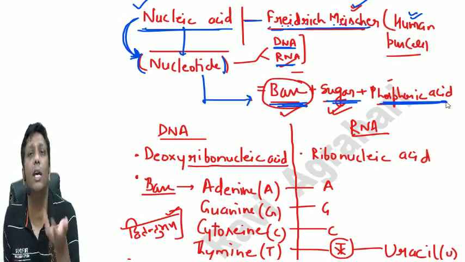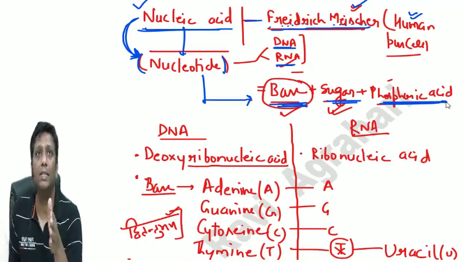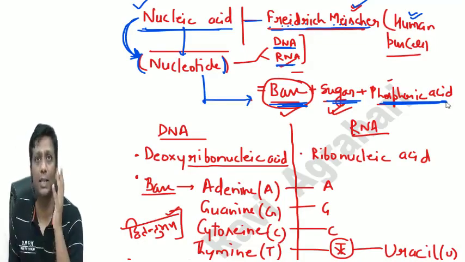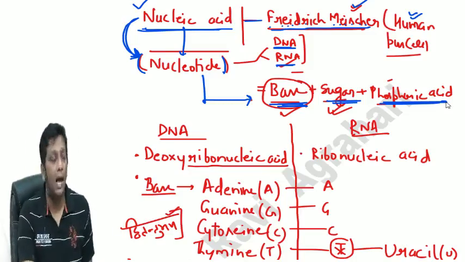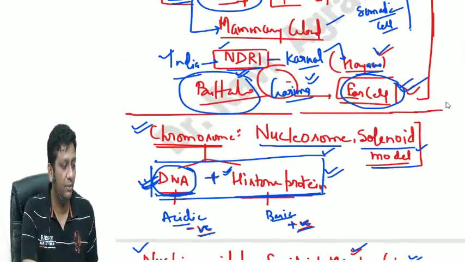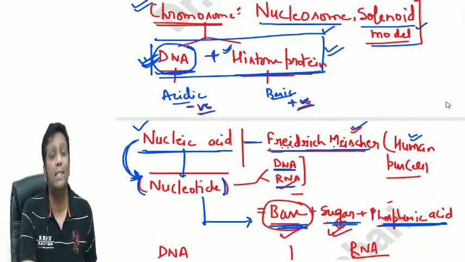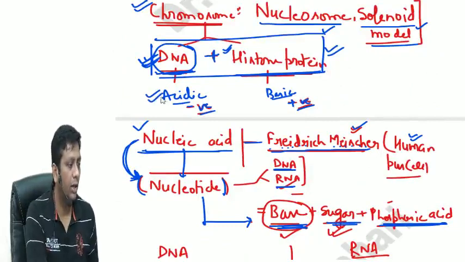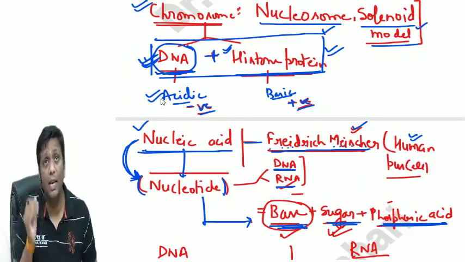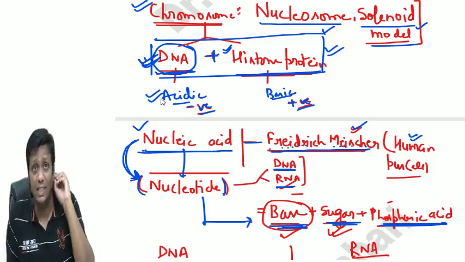So if I ask you what DNA and RNA are made up of, you will say base, sugar and phosphoric acid. So DNA and RNA are made up of base plus sugar plus phosphoric acid. You know, I have seen a question in a state PCS examination: why is DNA acidic? Here the examiner asks in the state PCS, why is DNA acidic?